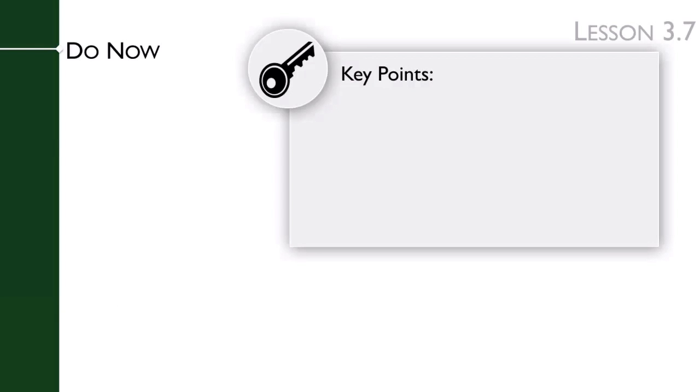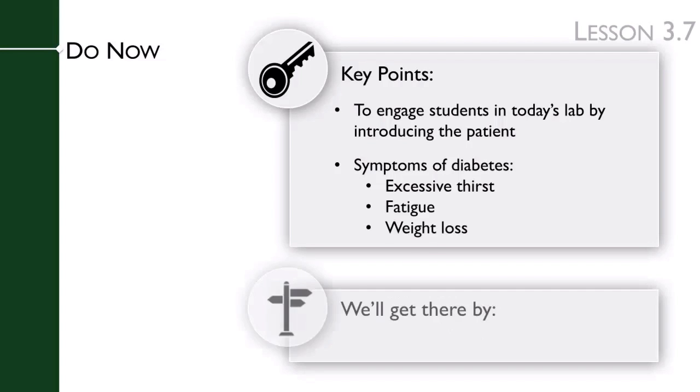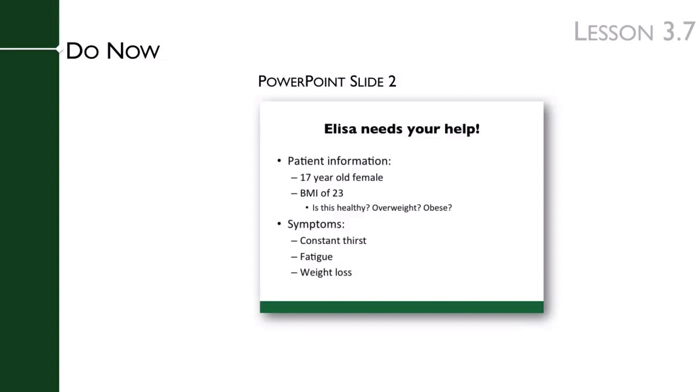The key points of this lesson's Do Now are to engage students in today's lab by introducing the patient and to go over some symptoms of diabetes, including excessive thirst, fatigue, and weight loss. We'll get there by having students read the overview of the patient on their worksheet. You will want to have students pick out the key information about this patient, like her age, BMI, and symptoms.